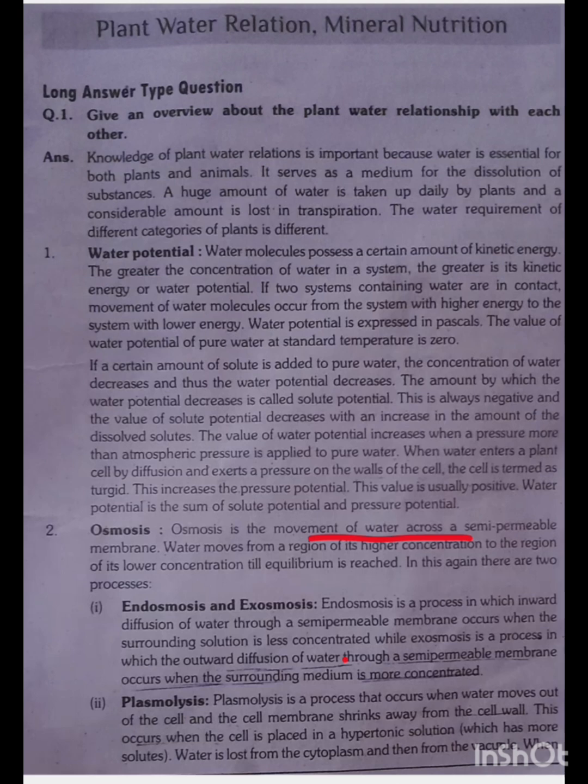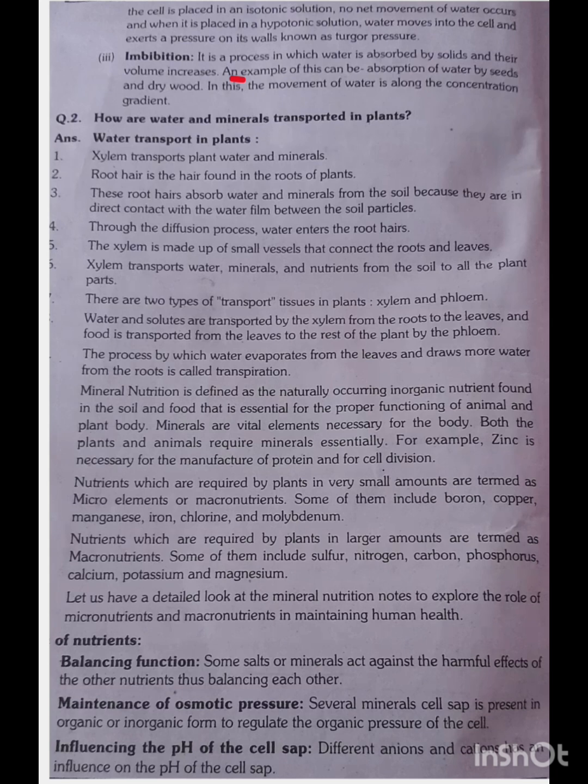To prove this experimentally, we dissolve some substances in a solvent. They have more solutes and the surrounding concentration increases. An example of this can be absorption of water by seeds and dry wood. In this, the movement of water is along the concentration gradient.